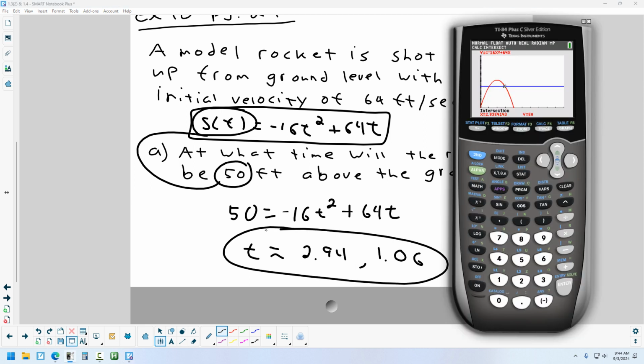So if a problem doesn't say how to solve it, you can solve it algebraically or you can solve it graphically. But that's how you solve it graphically. Any question on that one?